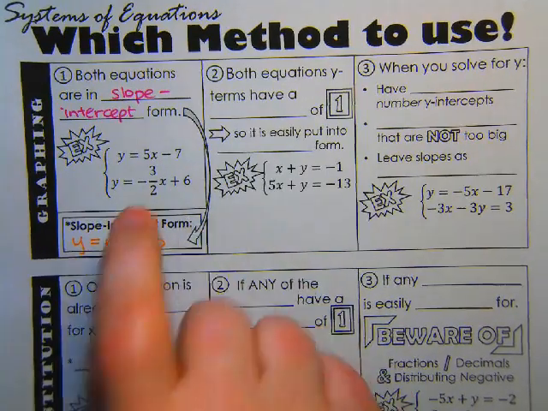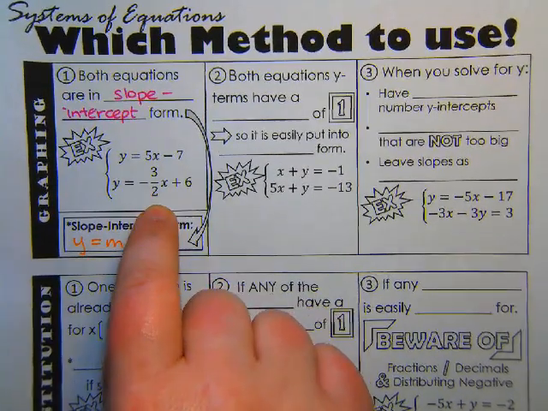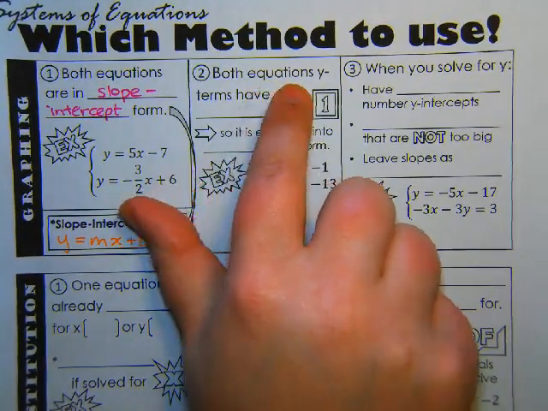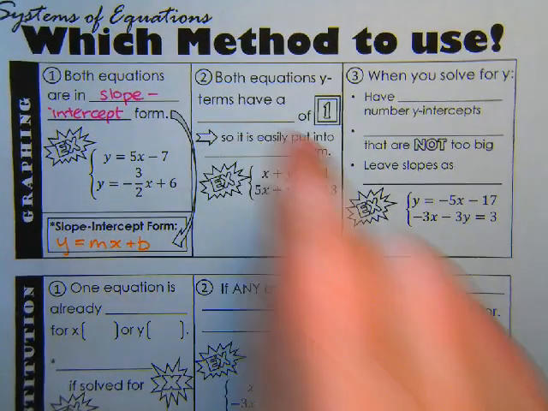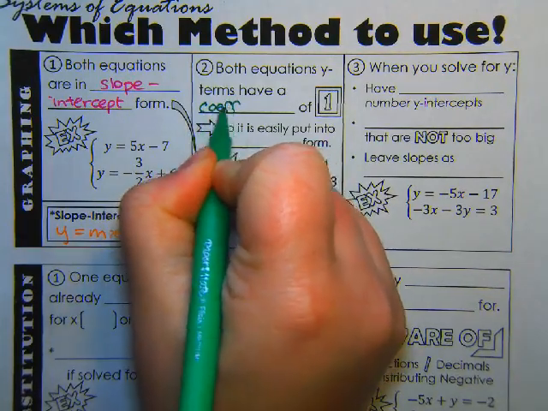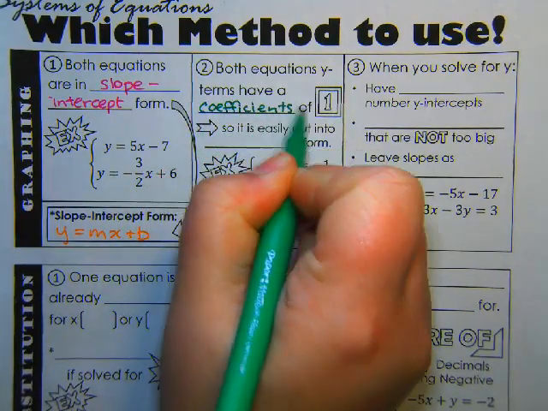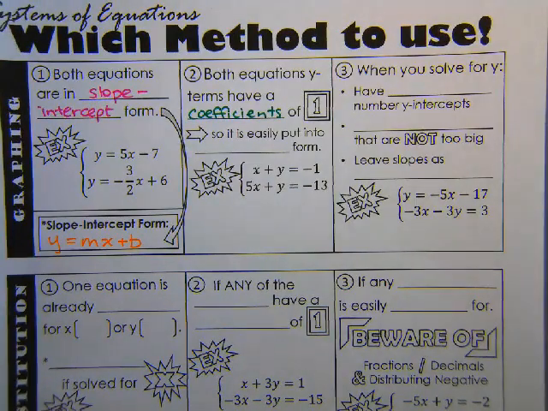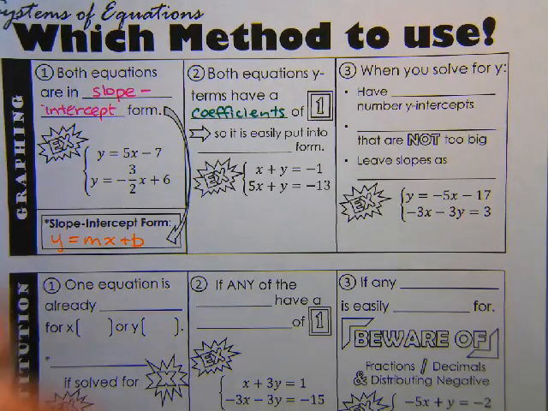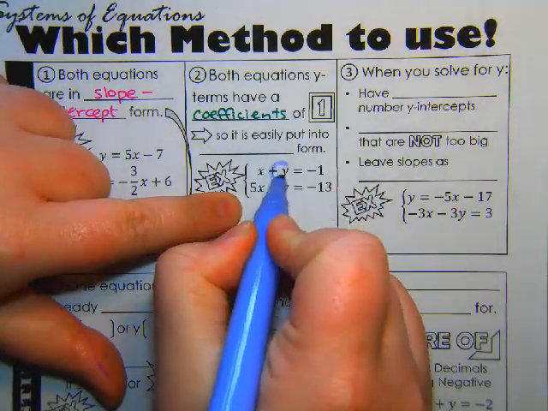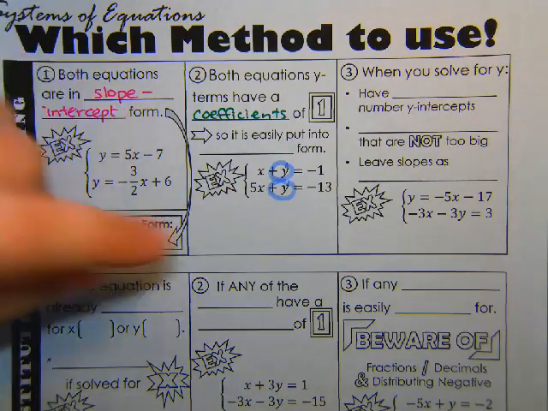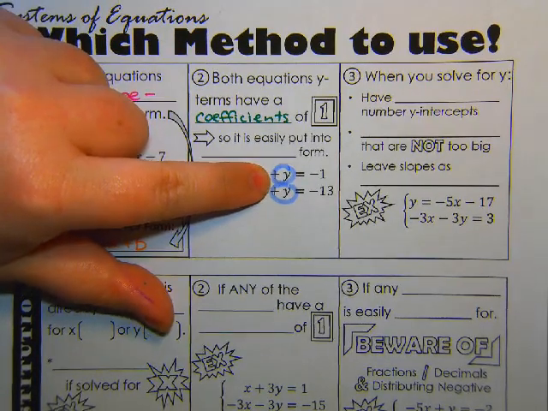Now, sometimes you just get really lucky when they look like this, but if they don't, another good time to use graphing is if both equations' y terms, so the terms that contain the y, have coefficients of 1. Okay, so if we look down here at my example, here, this, and this, you go, oh, those don't actually have coefficients, but they do, and that coefficient is 1. Remember, if you can't see it, the coefficient is 1.